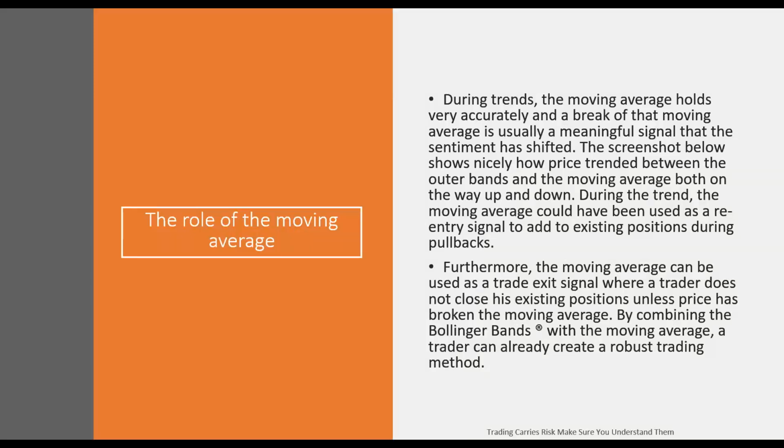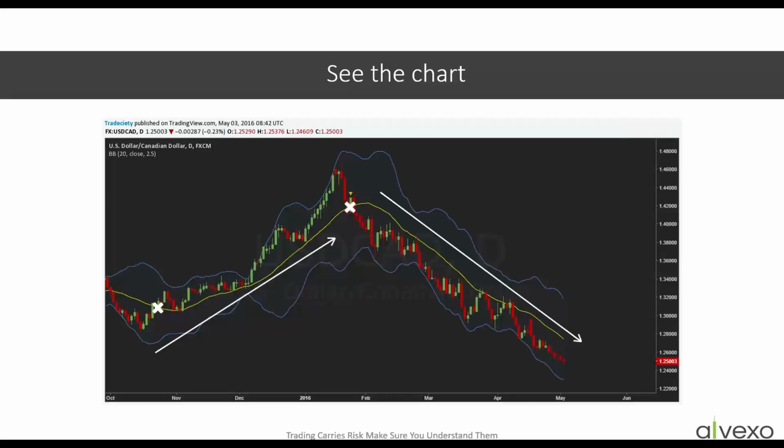But remember, during trends, the moving average holds very accurately. And a break of that moving average is usually a meaningful signal that the sentiment has shifted. So when price has been rejected by the upper or the lower band, until it breaks that moving average, you don't have a meaningful signal. The moving average can be used as a trade exit signal, where a trader does not close his existing positions unless the price has broken the moving average. By combining Bollinger Bands with the moving average, a trader can create a robust trading method.